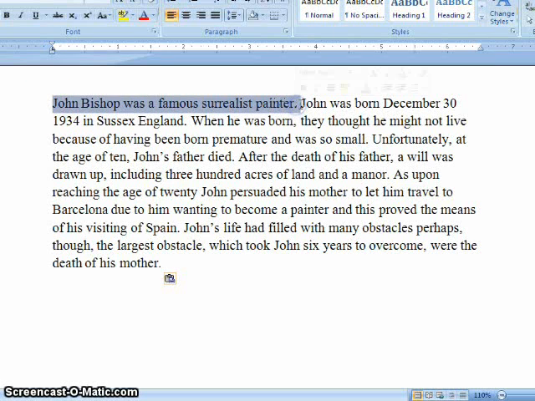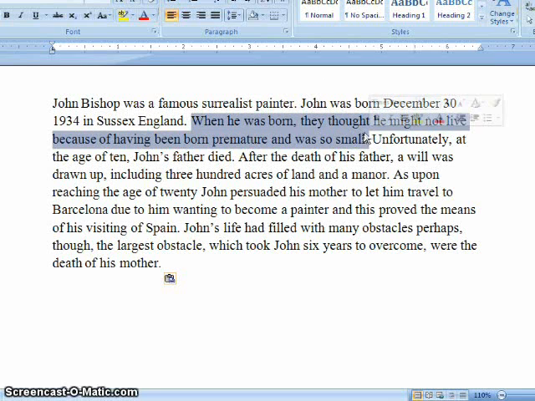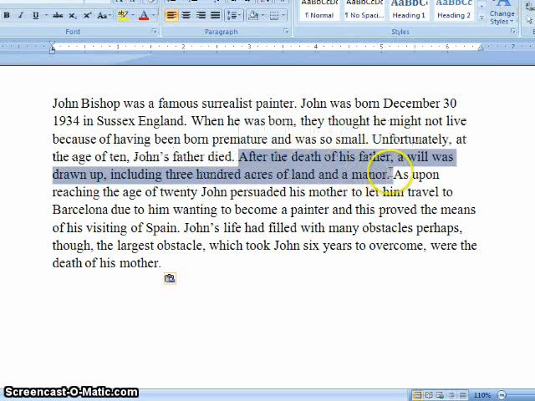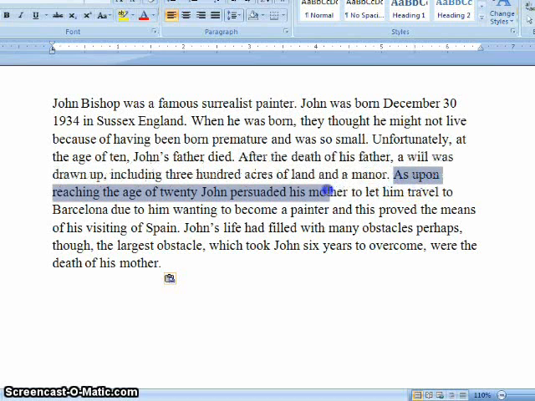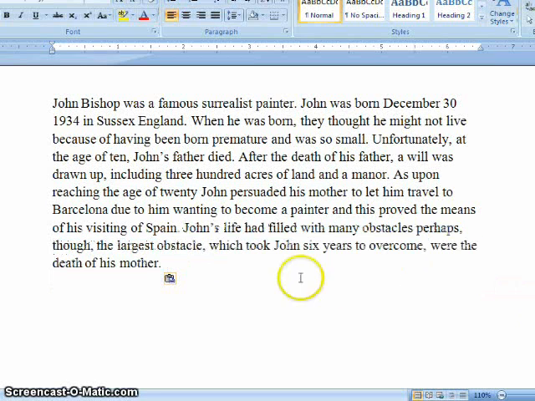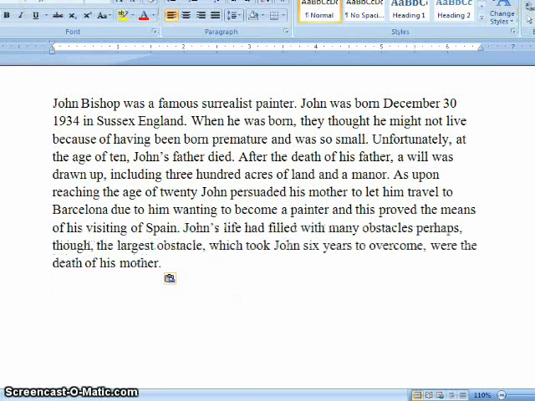John Bishop was a famous surrealist painter. John was born December 30th, 1934 in Sussex, England. When he was born, they thought he might not live because of having been born premature and was so small. Unfortunately, at the age of 10, John's father died. After the death of his father, a will was drawn up, including 300 acres of land and a manor. Upon reaching the age of 20, John persuaded his mother to let him travel to Barcelona due to him wanting to become a painter, and this proved the means of his visiting Spain. John's life had been filled with many obstacles, perhaps, though the largest obstacle, which took John 6 years to overcome, were the death of his mother.